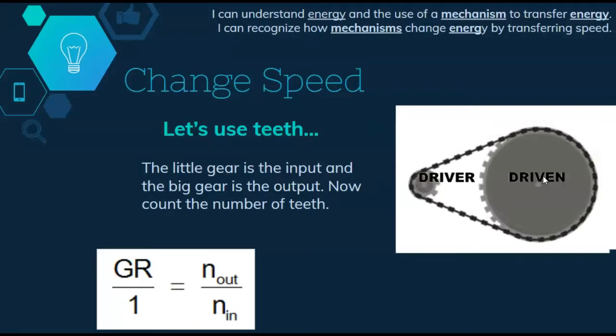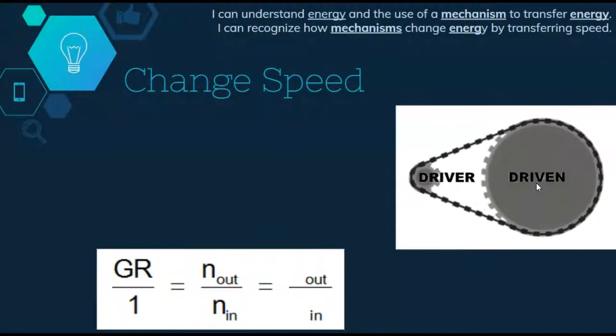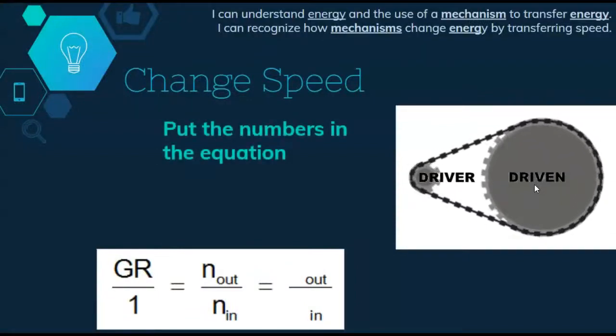In order to count the teeth, though, we have to pause the GIF. Now I've counted the teeth for you. I counted on the driven gear, we have 30 teeth, and on the driver gear, we have 7. So let's plop those numbers into our equation. 30 and 7 are my number of teeth.